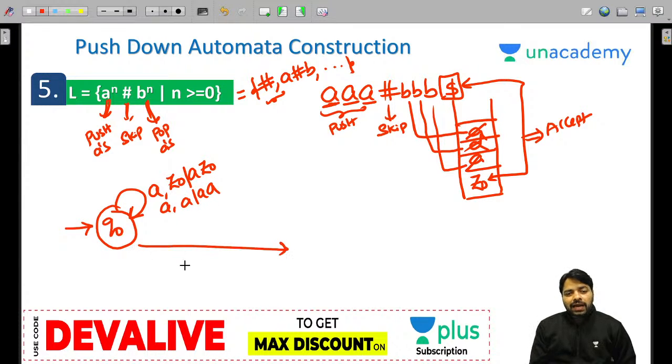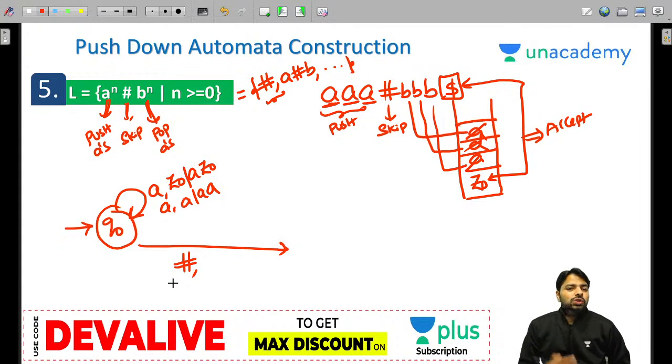When hash comes, who will be there on the stack? Two choices: either no A or A, both will be there, but both are different combinations. If A is there, keep A. If nobody is there, then Z0 will be there.